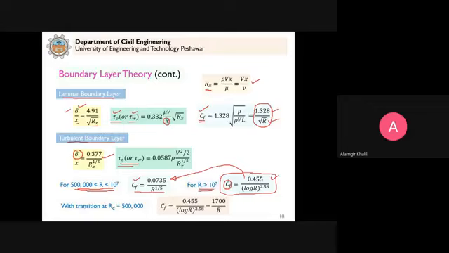And if we have a transition at Rc equal to 500,000, if a transition regime exists, then in that case CF will be calculated using this equation. So this is essentially, you see here, the same as this one with just this additional factor minus 1700 by RL. So you will see in the problem that even for the transition regime, if you use this equation, it will give a very close answer to this equation.